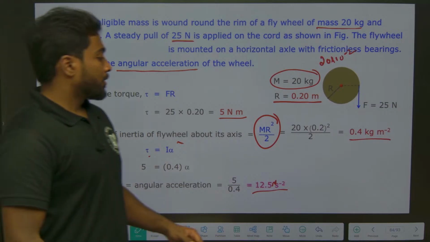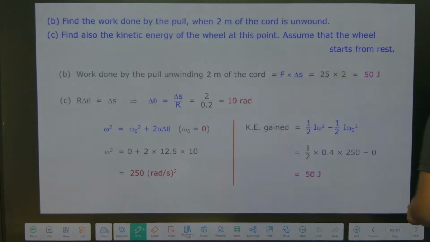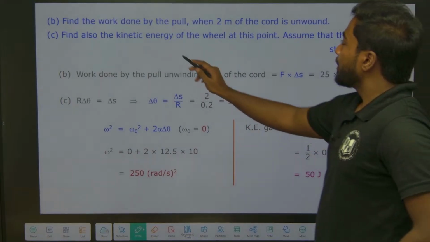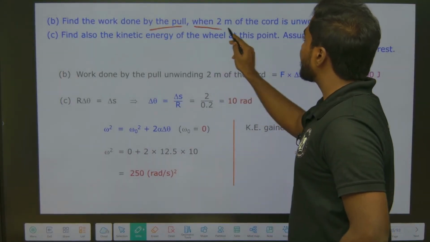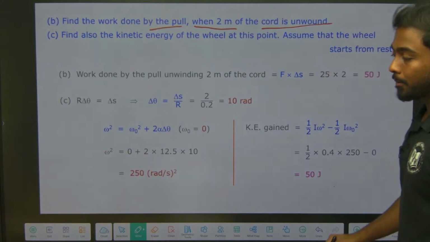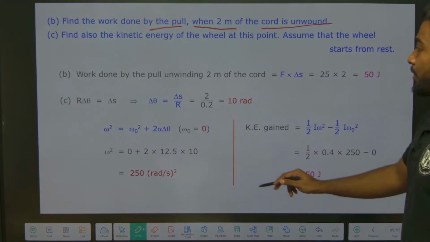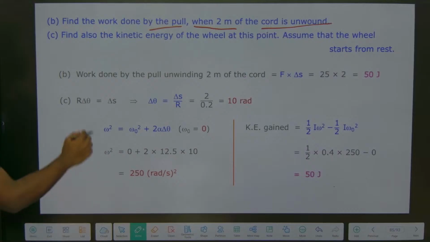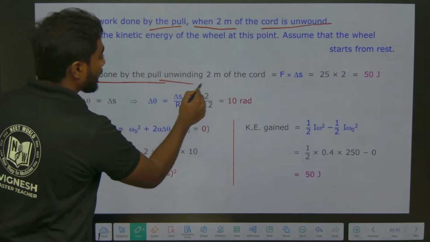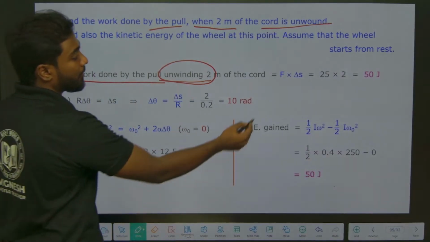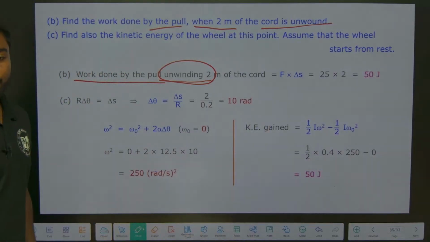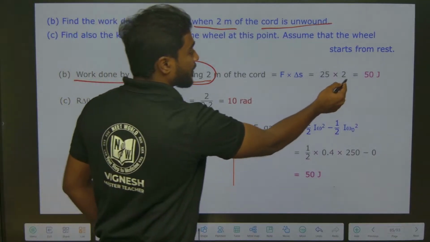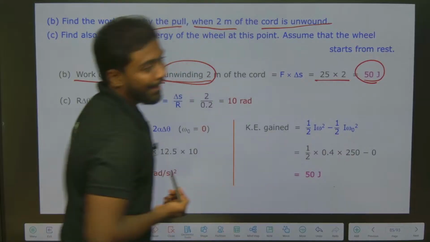Okay. So next question is, find the work done by the pull when 2 meter of cord is unwound. Work done by the pull, unwinding 2 meter of cord, is force into displacement. What is the force? 25 Newton, and displacement is 2. So 50 joule is the answer.